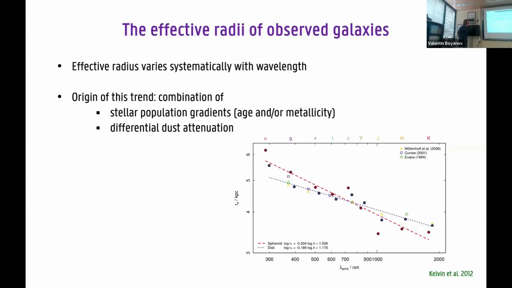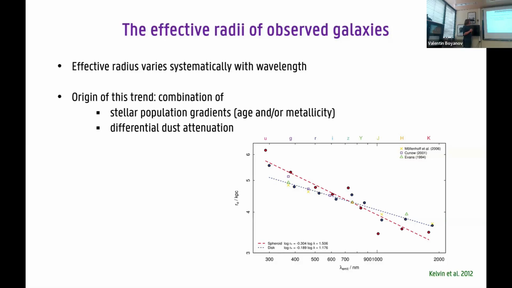Now, one of the things we did with these galaxies is look at the effective radii of observed galaxies. This is work already more than 10 years old, by Kelvin et al., showing that the size of galaxies depends on the wavelength at which you measure it. So galaxies appear larger in blue light, and if you look in the near infrared, they become very compact. That has been measured. Now, it was argued that there are two reasons why this could be the case.